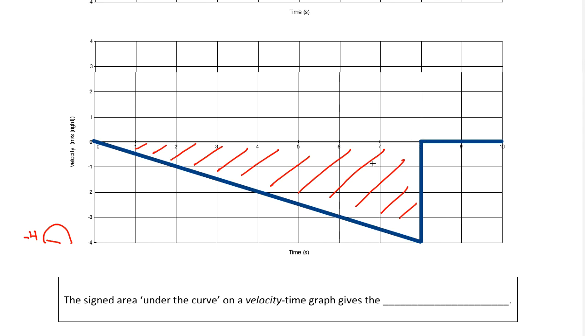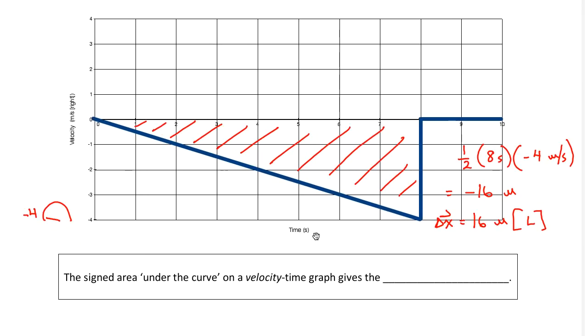So if we find this area, it's a triangle. So a triangle is 1/2 times the length of the base. In this case, that's 8 seconds, multiplied by the height. The height here is negative 4 meters per second. Multiplying those two together, I end up with negative 16 meters, or 16 meters to the left. That's the displacement that this object has gone through from time 0 seconds to time 8 seconds, and actually it just stays there until time 10 seconds as well.